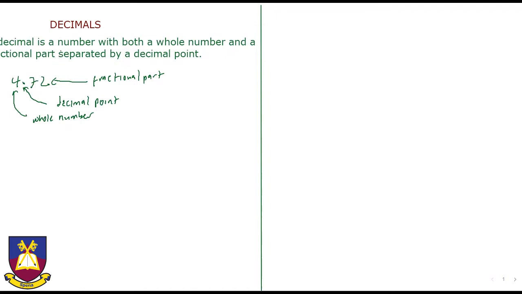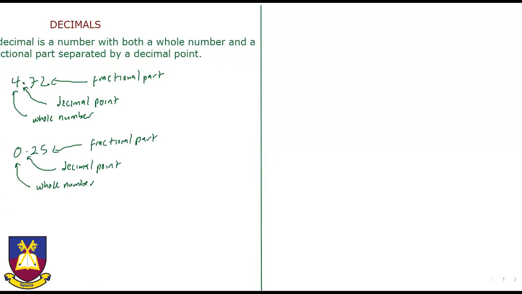And someone would say, what about a number like 0.25? This is also a decimal because, remember, 0 is a whole number. Whole numbers start from 0. It has a decimal point, and it has a fractional part. And this part of the decimal is always less than 1.